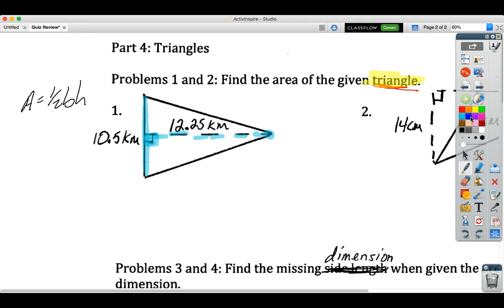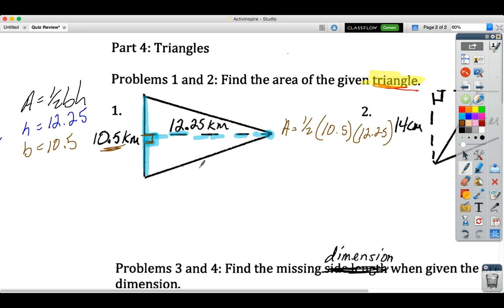So I know I can fill in that my height is equal to 12.25. And then that means my base must be this number here, 10.5, because that is where my height is touching. All right, so then my base is 10.5. So now I just plug it into my formula. My area is equal to, let me put this somewhere else or make this a little bit smaller. Let's do it here. Area is equal to 1/2 of our base, which is 10.5, times our height, which is 12.25.